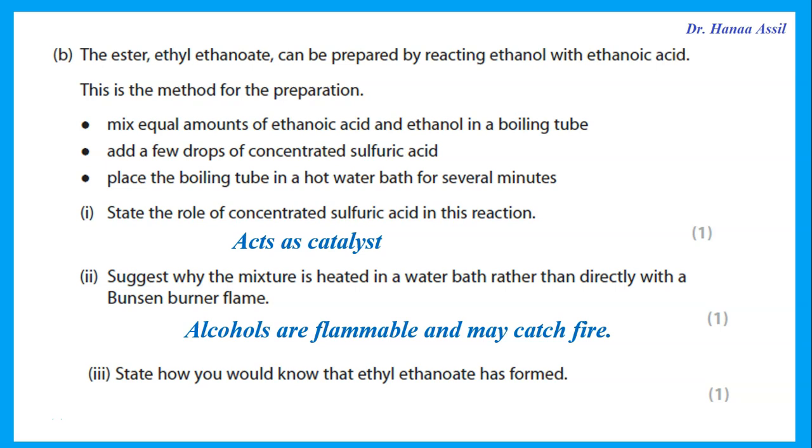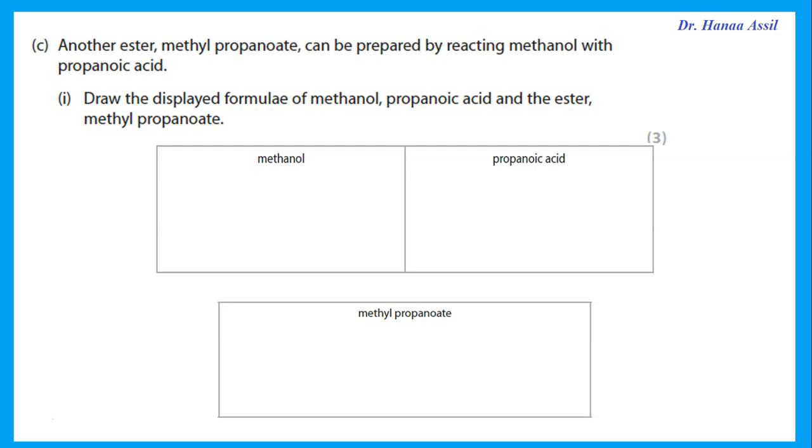State how you would know that the ethyl ethanoate has formed. How do we detect the presence of an ester? Remember, esters have a fruity smell. From the nice smell or the fruity smell, you can tell that it is an ester.